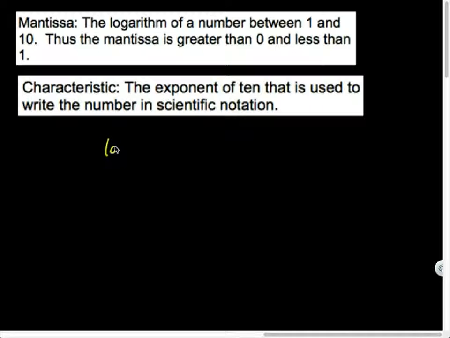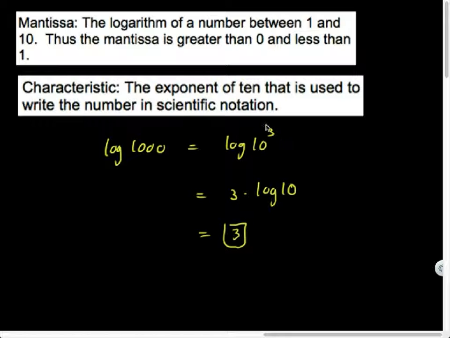So for instance, when I said log of 1,000, I could have thought of that as log of 10 to the third, right? That's the scientific notation. And that could have been thought of as 3 times log 10. Log 10 is just 1 because 10 to the first is 10. And the characteristic is the 3, and notice the agreement between the 3 and the 3 here. And that's what they're referring to here.